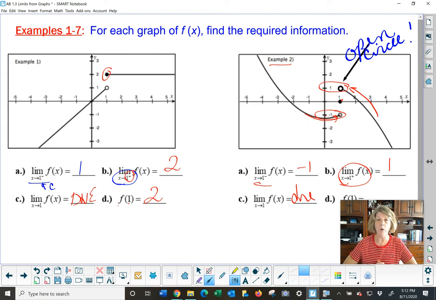What is f of 1? Please fill it in. I hope you chose 0 because that is where I see my dot. That's where the function's actually located. And this would have been an ordered pair of (1, 0). So the y value is 0.